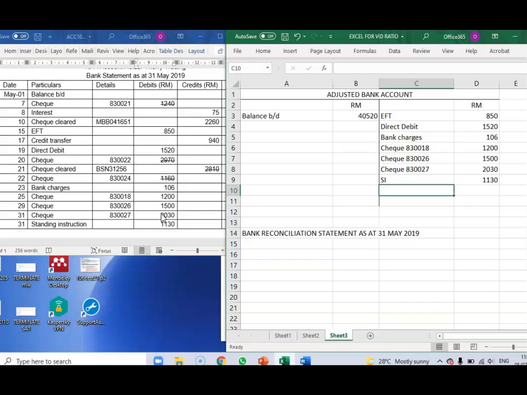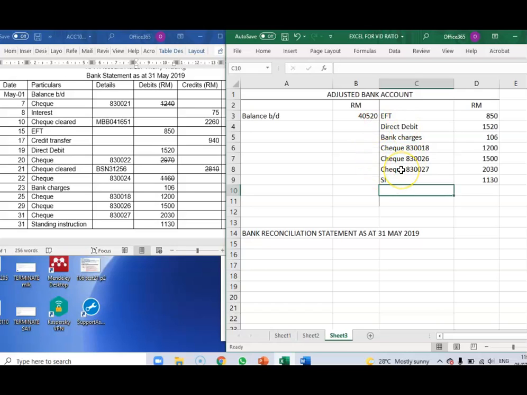Because they have not been slashed, meaning they are not the same as in the bank account, we put them on the credit side of the adjusted bank account. Do not bother with the dates, because of course the dates in the bank statement will be different from the dates in our bank account, since we do these bank reconciliations at the end of the month, so no need to bother with the date.